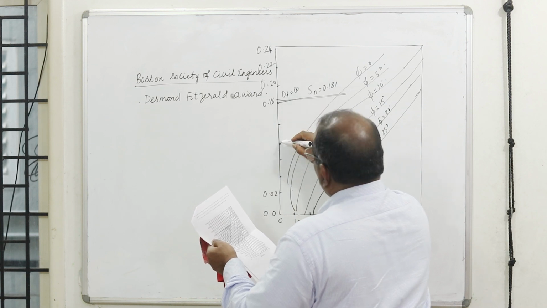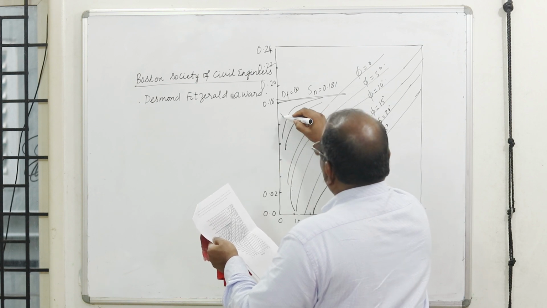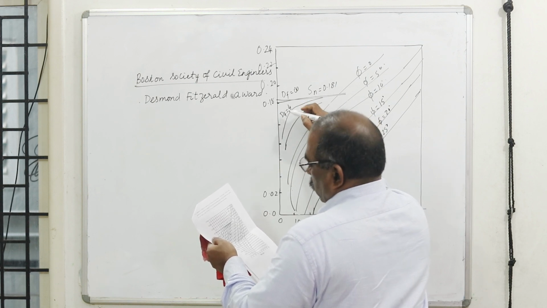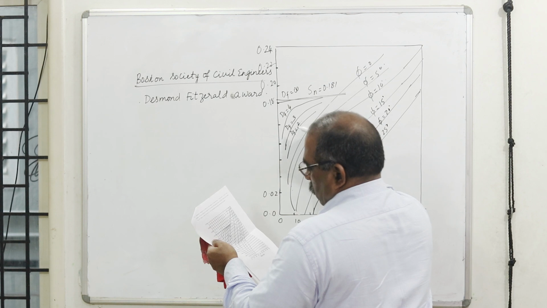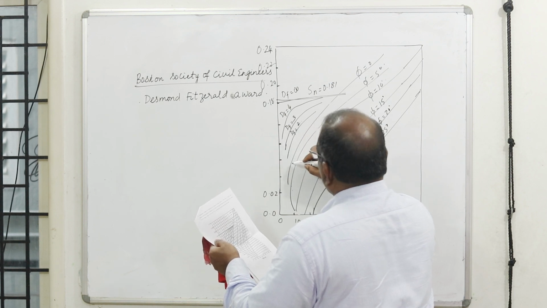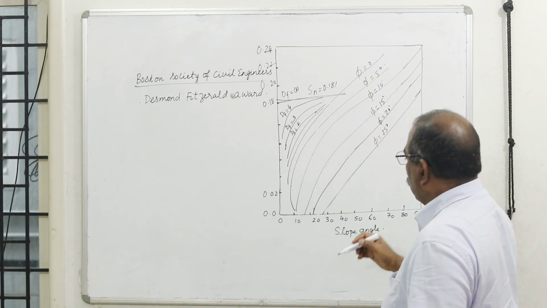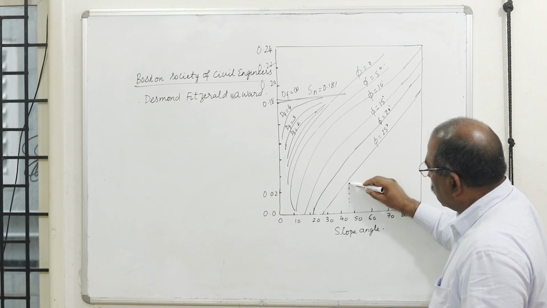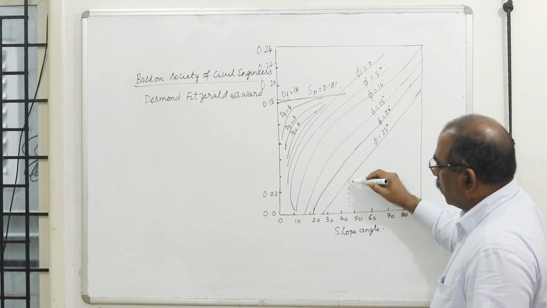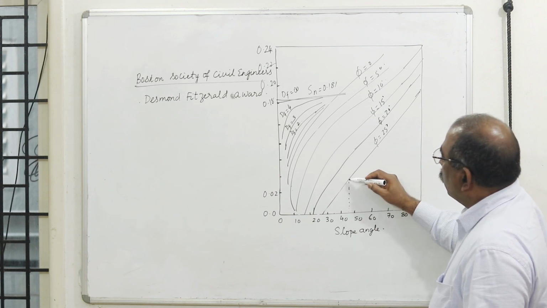Now you have curves like this: d f equal to 4, d f equal to 3, d f equal to 2, with different values like 1.1, 1.5. Like this, he has given the d f. Now what we can do is, for any given slope angle, for example, 45 degrees, I want to design for a slope angle of 45 degrees, or it has been constructed, and I want to find out the factor of safety.